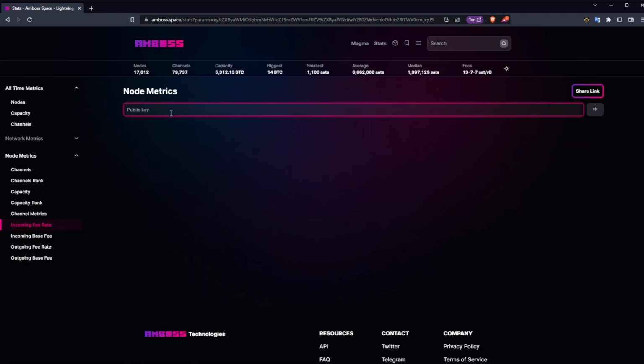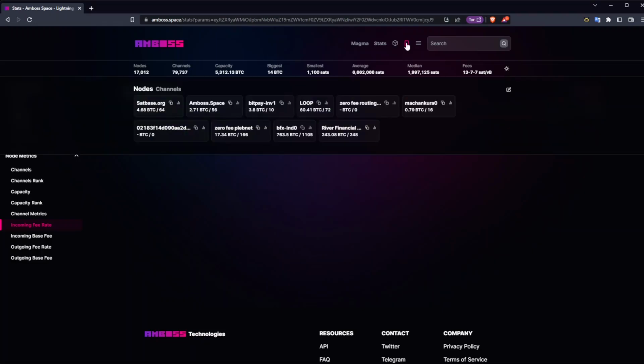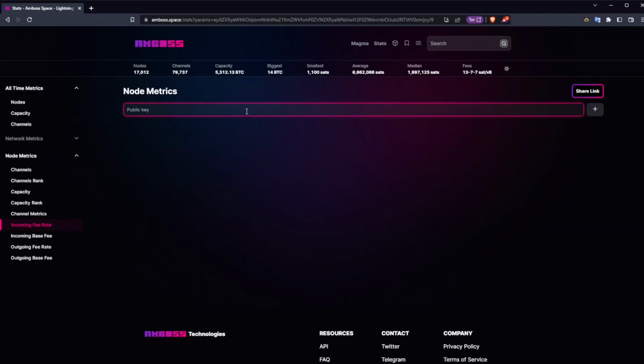So right here, I can paste a public key. And to do that quickly from the same screen, I could go over to my favorites, copy the pub key from Loop, and paste it right here into the node metrics.